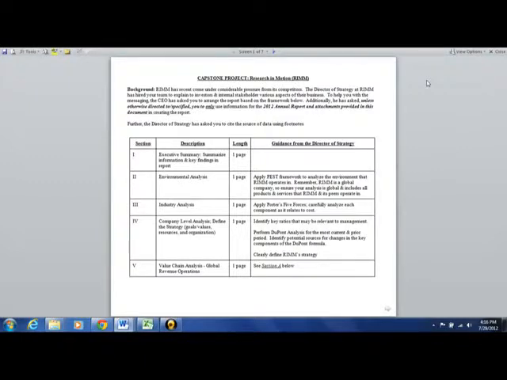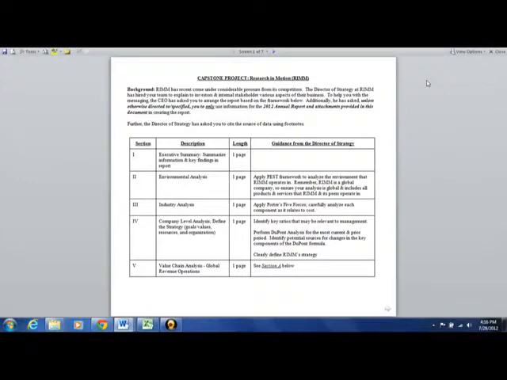And what he's asked you is, unless otherwise specified or directed, only use information in the 2012 annual report and attachments provided in this document. So unless otherwise specified, please don't go outside the sections provided herein and the 2012 annual report.